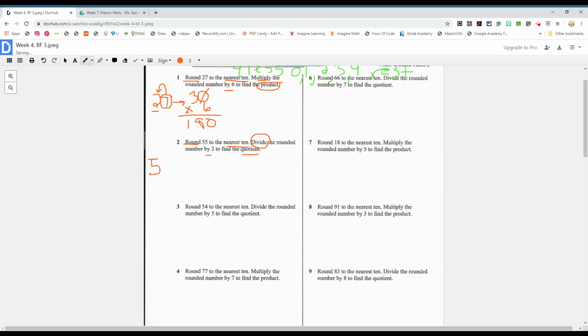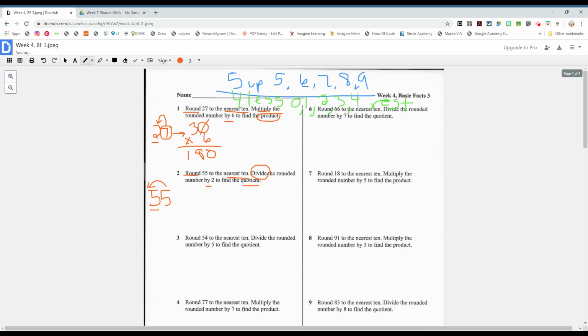The number was 55. Nearest 10, that's our victim. The bully is the 5. He's the one doing the pushing. 5 and up, boys and girls, 5 and up. So it's a big one. So the 5 becomes a 6, and the bully is a big fat 0.